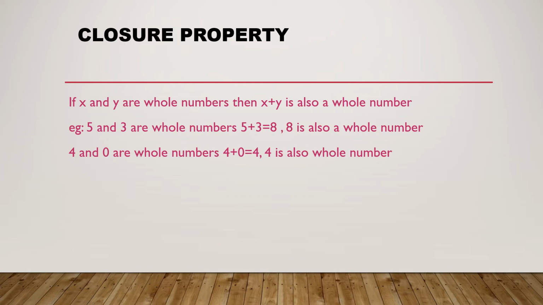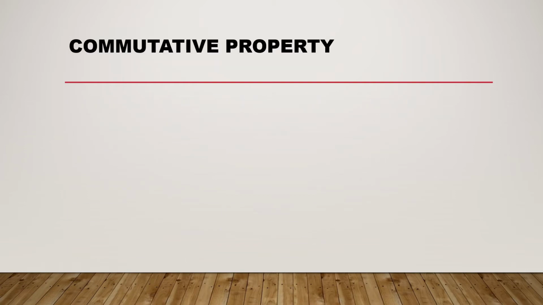Let us go into the next property. Commutative property. If x and y are whole numbers, x plus y is equal to y plus x. Let us see an example which will make you understand this property better.